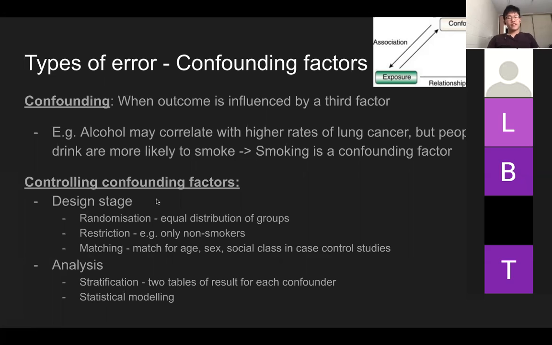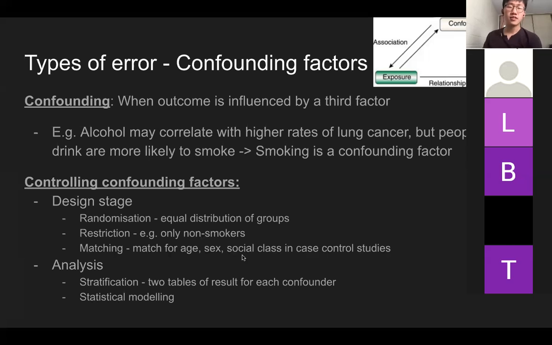How do we control confounding factors? It could be done at the design stage of your investigation. So by randomization and equal distribution of groups, restricting your participants to remove confounders, so you only get non-smokers in, which removes the confounding factor, or matching your groups for different categories such as age, sex, and social class.